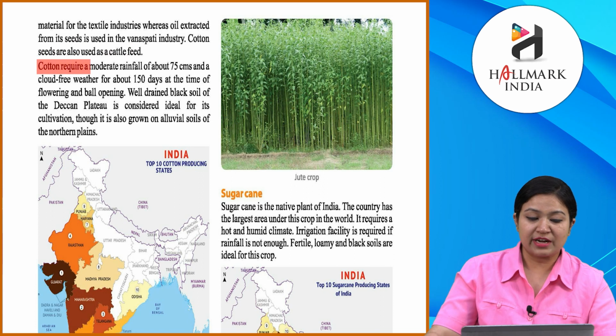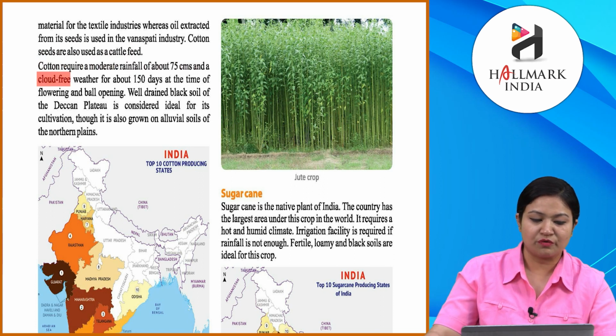Cotton requires a moderate rainfall of about 75 cm and cloud-free weather for about 150 days at the time of flowering and boll opening. Well-drained black soil of the Deccan Plateau is considered ideal for its cultivation, though it is also grown on alluvial soil of northern plains.